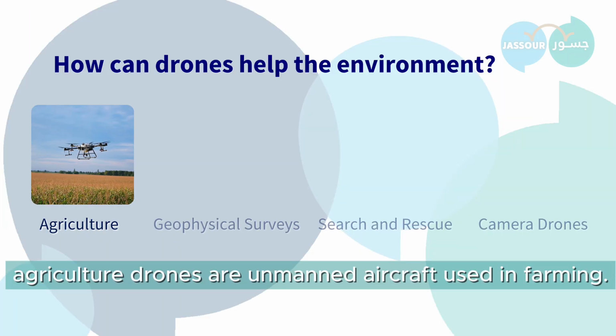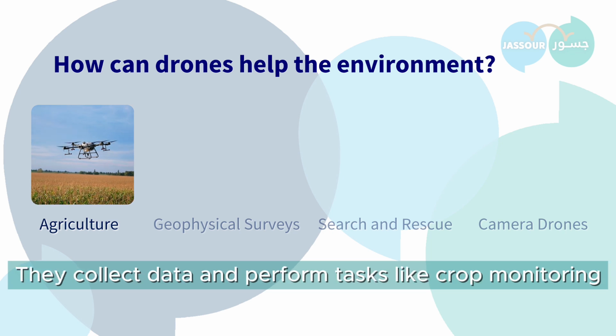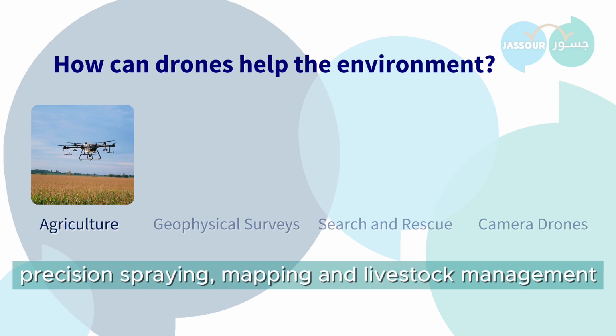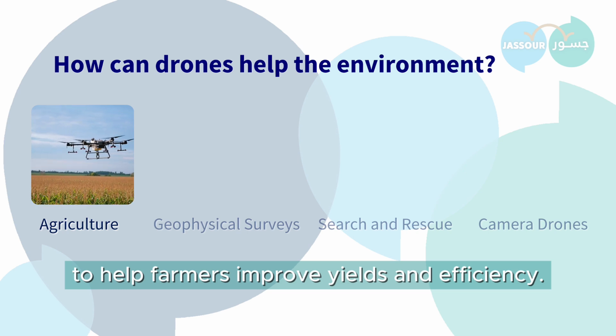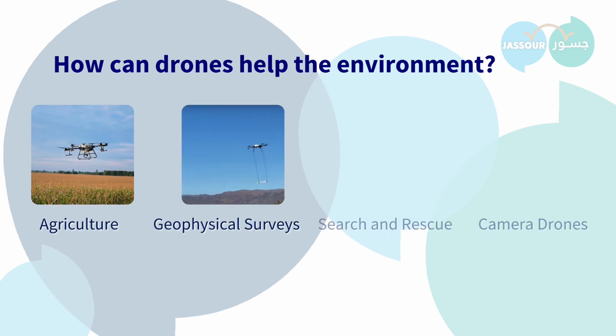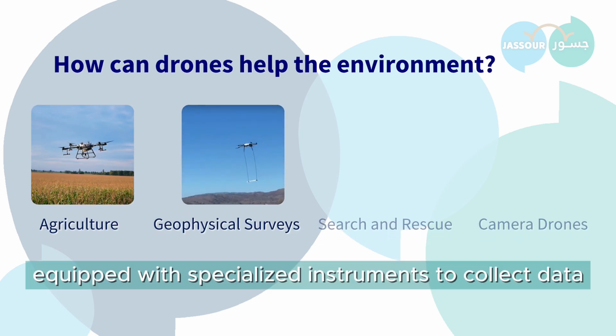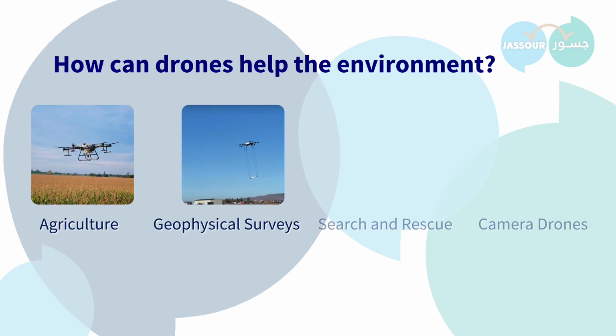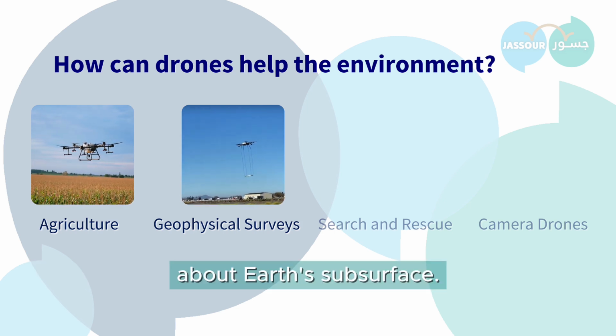First, agriculture drones are unmanned aircraft used in farming. They collect data and perform tasks like crop monitoring, precision spraying, mapping, and livestock management to help farmers improve yields and efficiency. Second, geophysical survey drones are unmanned aircraft equipped with specialized instruments to collect data about Earth's subsurface.